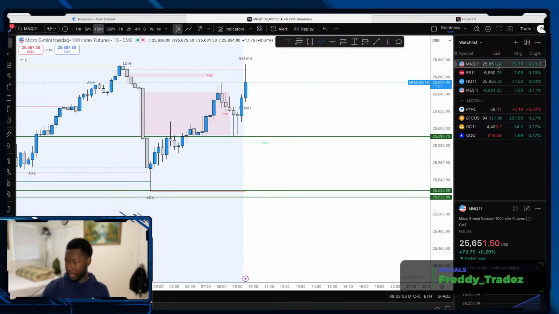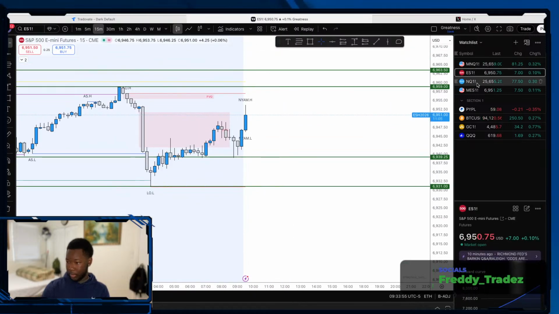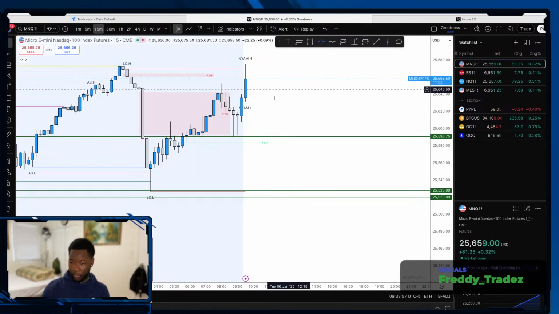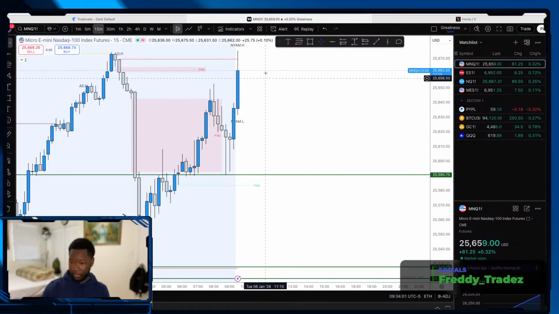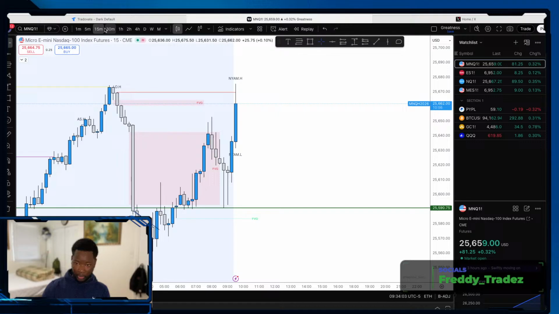NQ set hits London high already. ES is pretty close. So if I get in here, I mean we've pushed up quite a bit since open, so we could see a pullback before going higher. But I do want to see higher prices.